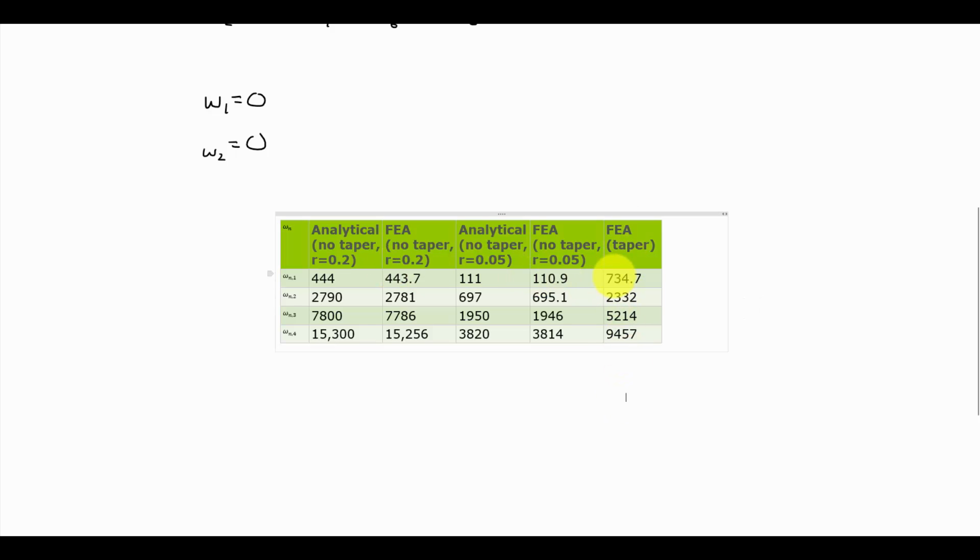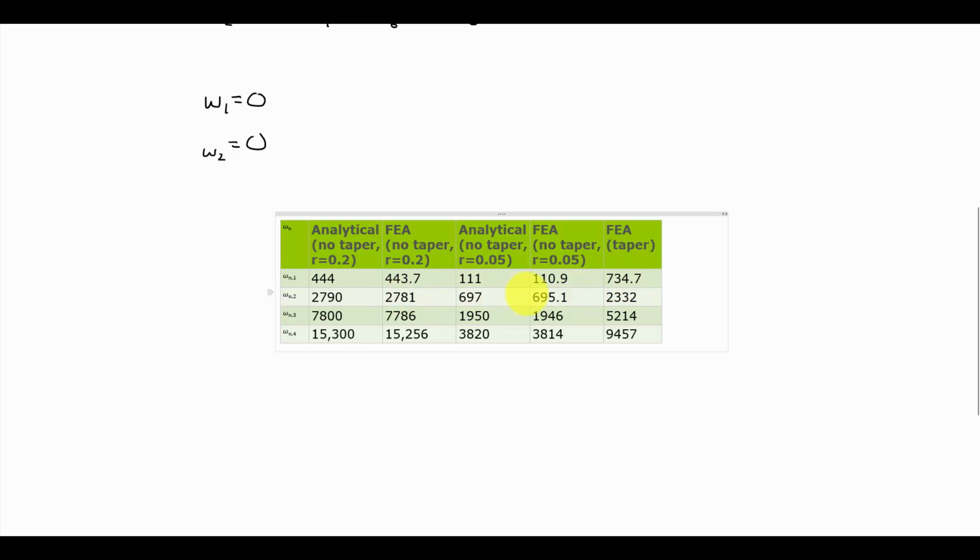So let's see where our results lie. With no tapering, large diameter or small diameter, we're getting that the first natural frequency is actually lower than what we get when there is a taper in the beam. So we should not necessarily expect it to be in between, just because with the tapering, our average radius is in between the 0.2 and the 0.05. Things can happen. There's nonlinearities in the calculations here that make it that we're actually getting a higher natural frequency with the taper than without.